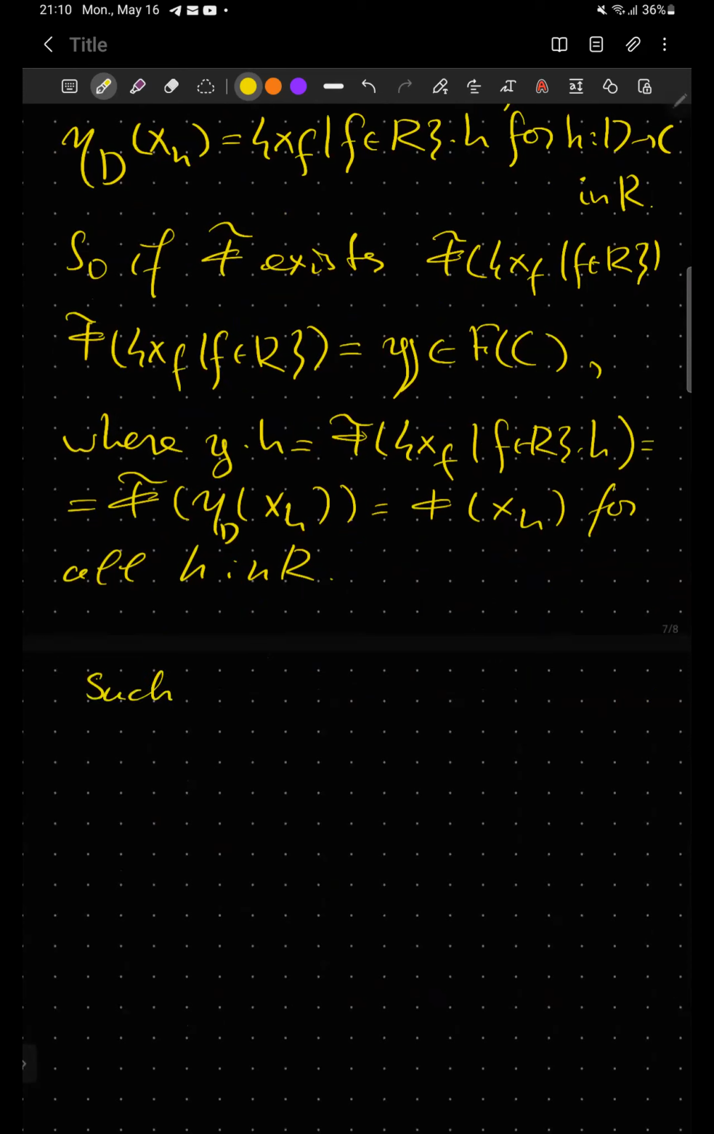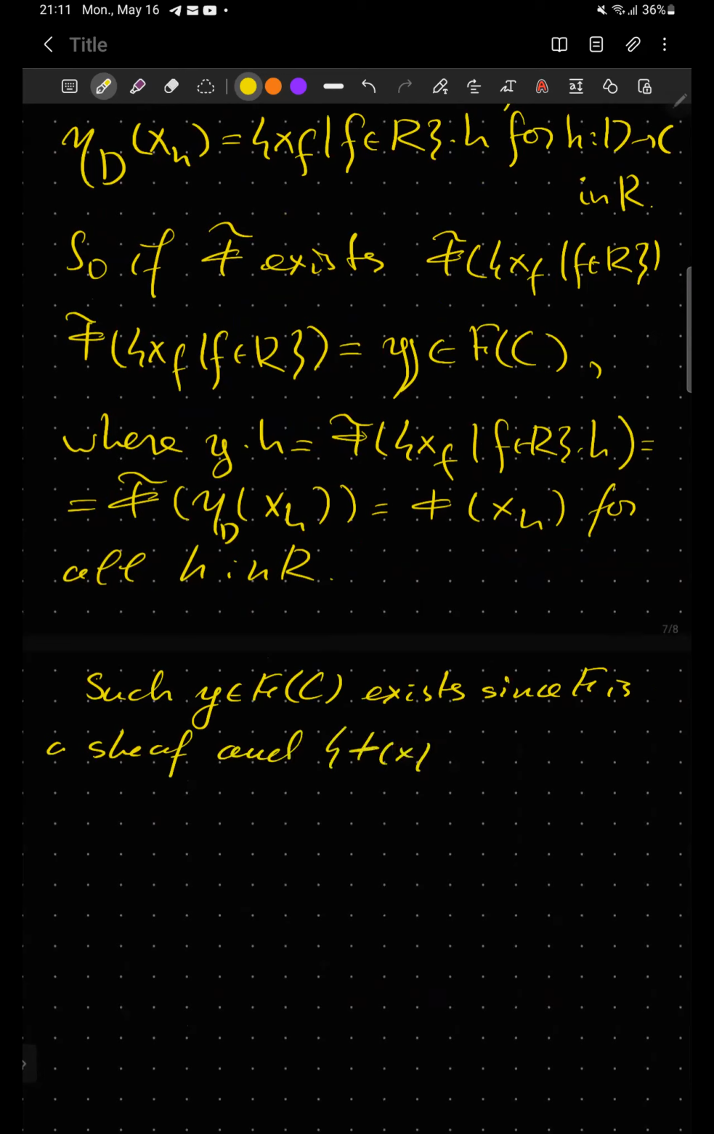Such y in F of C exists, since F is a sheaf and this thing here is a matching family.